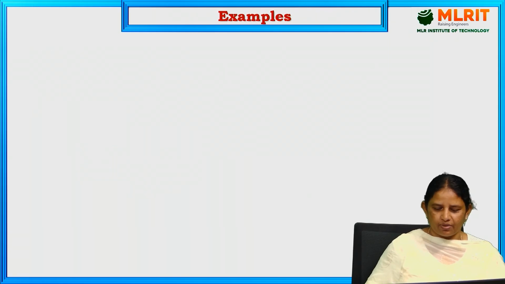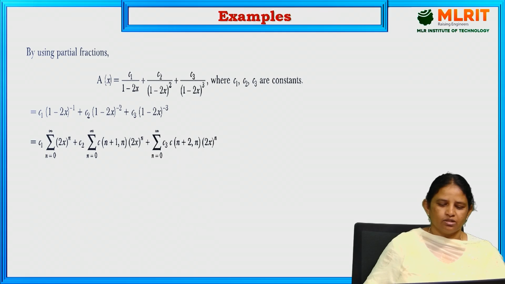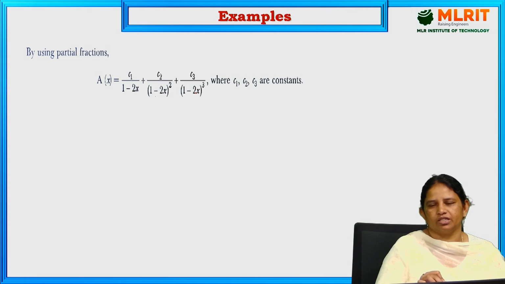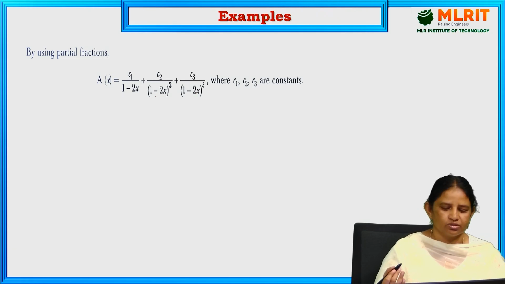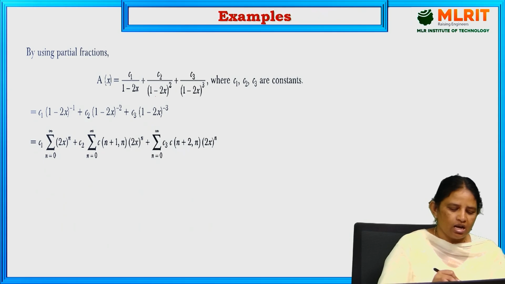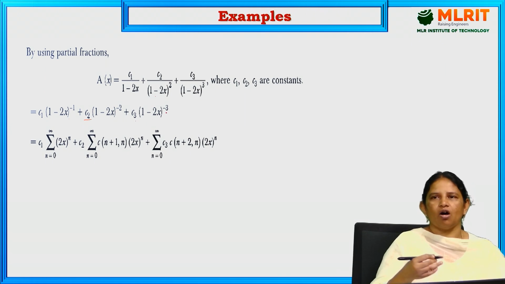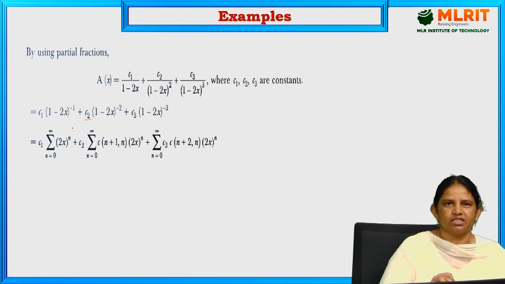So we get c1 by (1 minus 2x), c2 by (1 minus 2x) square, c3 by (1 minus 2x) cube. What are c1, c2, c3? Those are constant values. Then find the solution: c1 into (1 minus 2x) whole power minus 1, then c2 (1 minus 2x) whole power minus 2, c3 (1 minus 2x) whole power minus 3. And after deriving, what is the generalized function? That is (2x) whole power n.